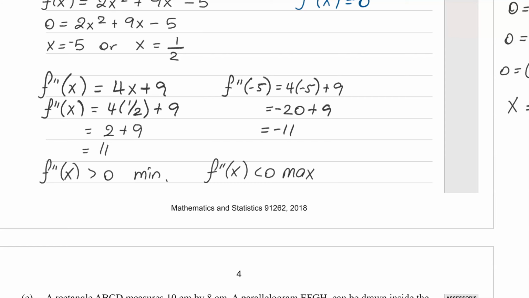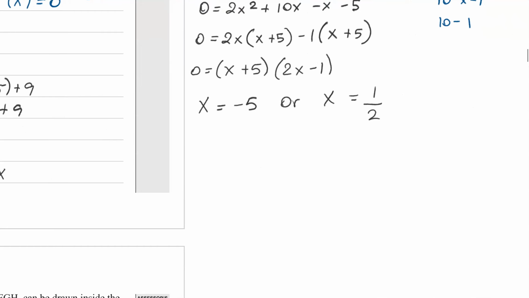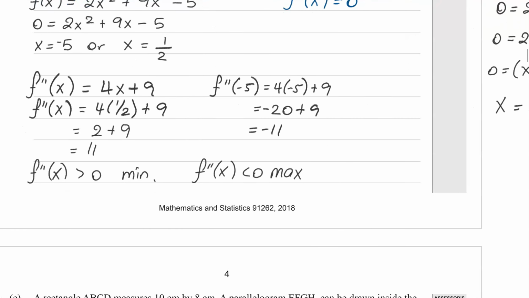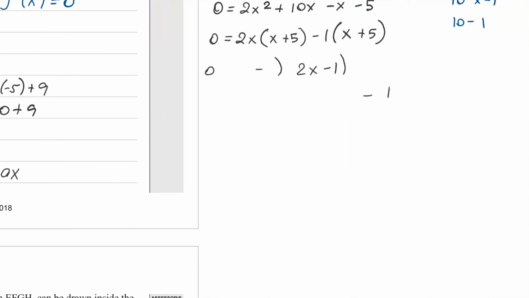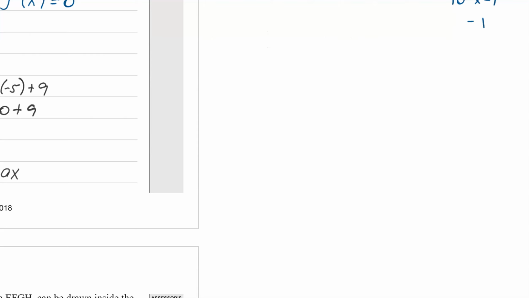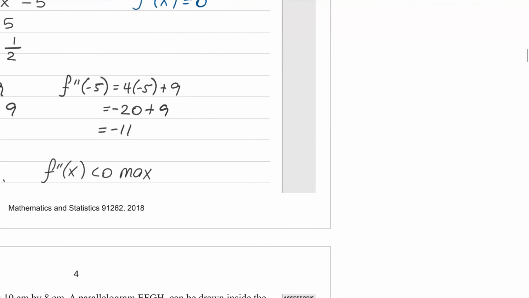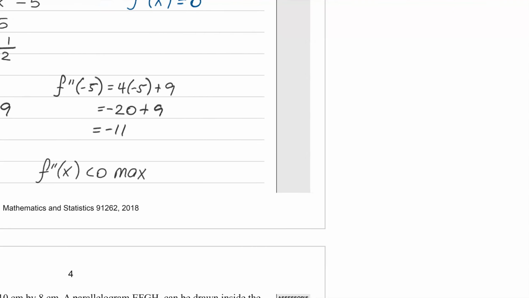So I need to find out where it's increasing and decreasing. So I need a bit more space. Probably move over a bit. I'll just get rid of all this factorizing work over here on the side, so I give myself a bit more space. Cool. So we know, and I'll write on the side here as well so I can see it, max is at negative 5 and minimum is at positive 1/2.